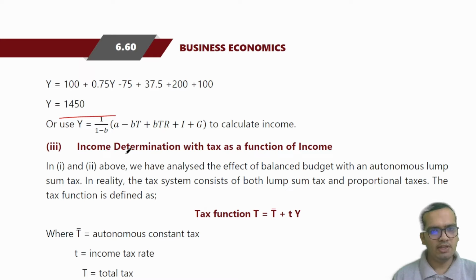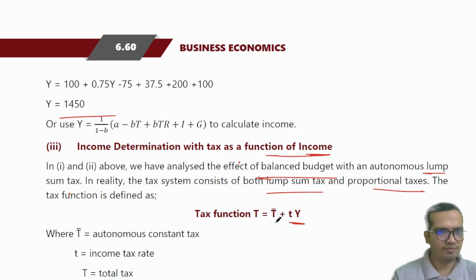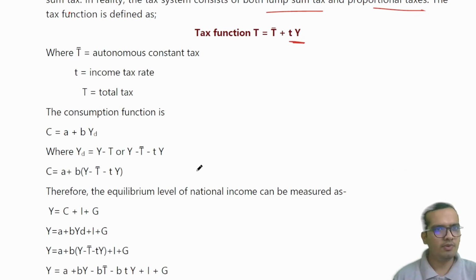We have then the third part, income determination with the tax as a function of income. So in 1 and 2 we analyzed the effect of balanced budget with the autonomous lump sum tax. In reality, the tax system consists of both lump sum tax and a proportionate tax. Lump sum means a fixed tax, proportionate is based on some proportion, could be income percent, value percent. The tax function is defined as T equals T bar plus t multiplied by Y, where T bar equals autonomous constant tax, small t denotes income tax rate, while big T denotes total tax.